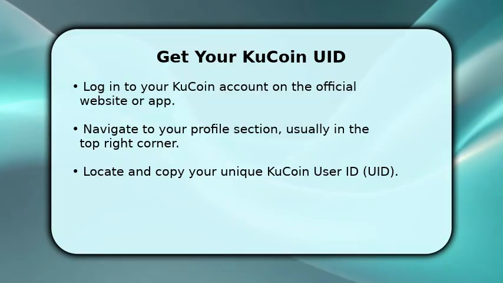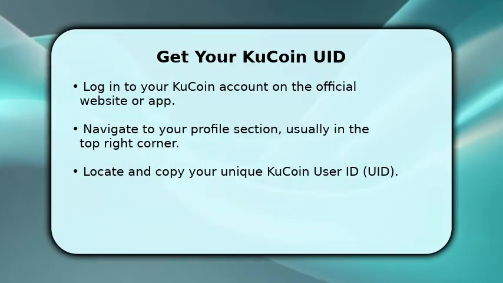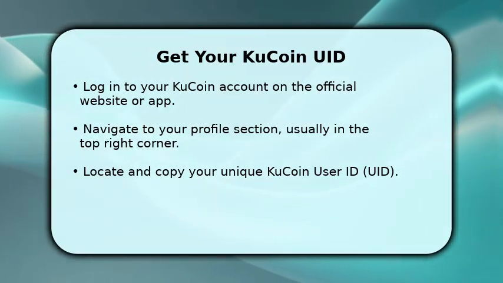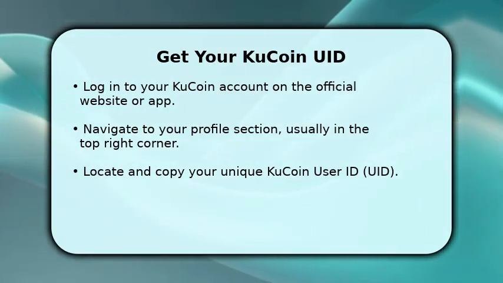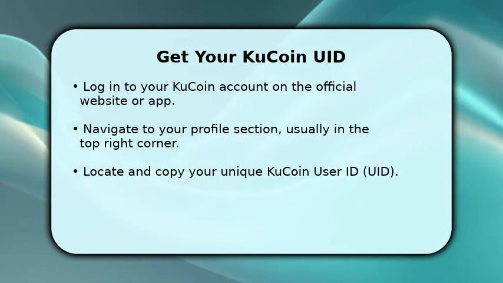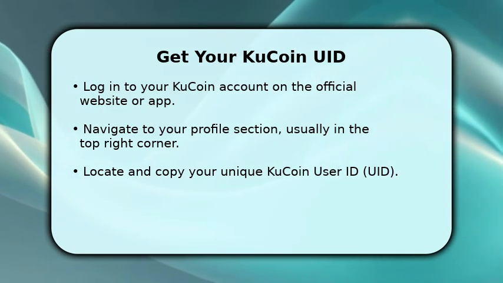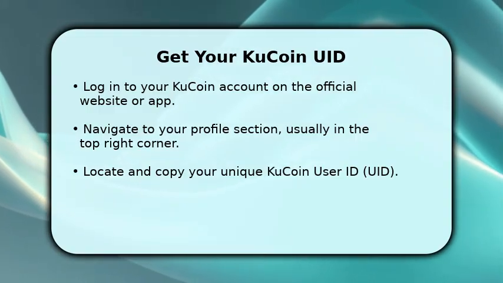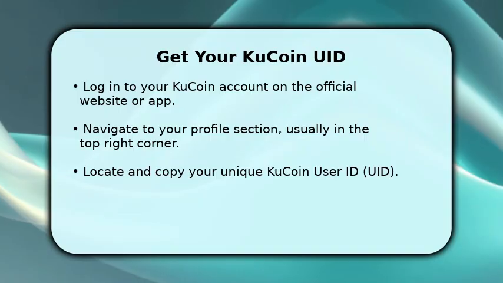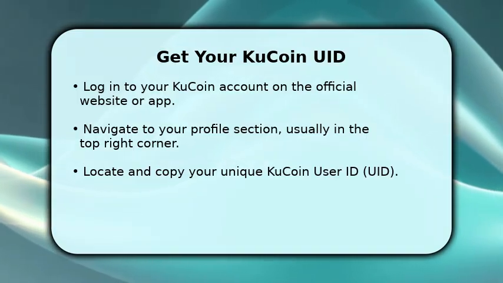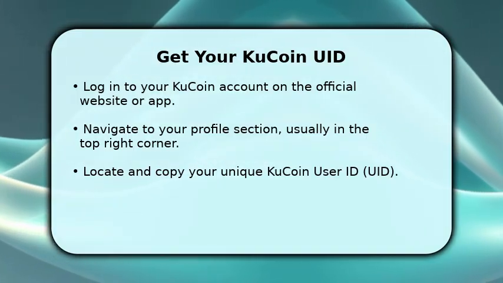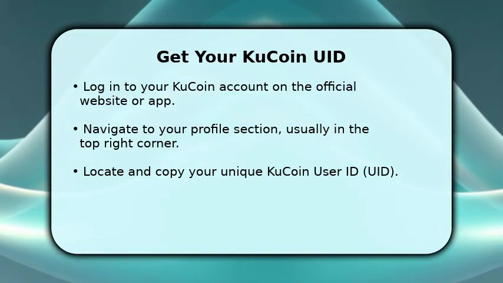The first crucial step is to retrieve your KuCoin user ID, or UID. Simply log into your KuCoin account either through their website or the mobile application. Once logged in, look for your profile icon, typically found in the upper right-hand corner. Click on it, and you'll find your unique UID. Copy this number carefully, as it's vital for the next step.